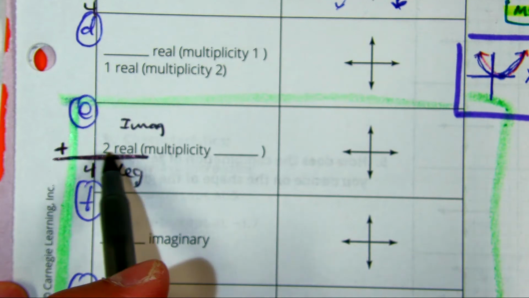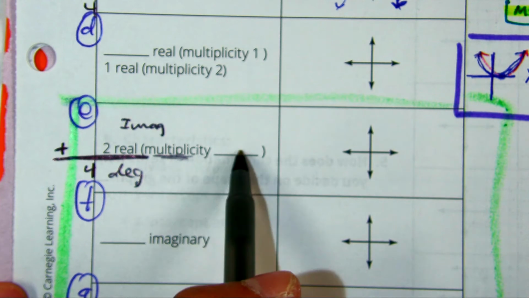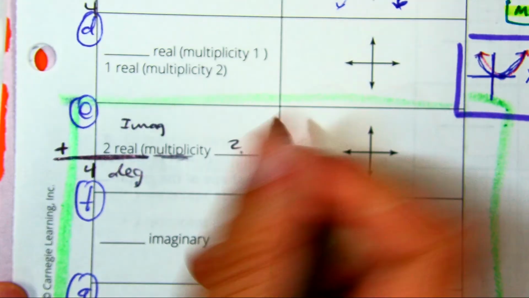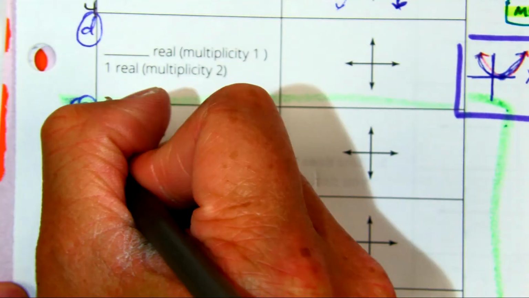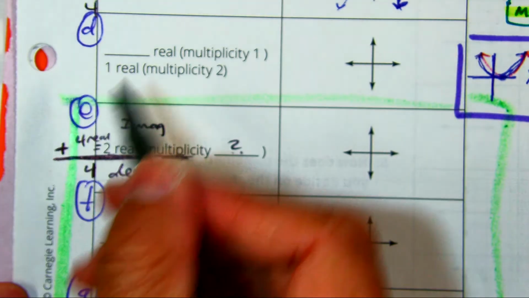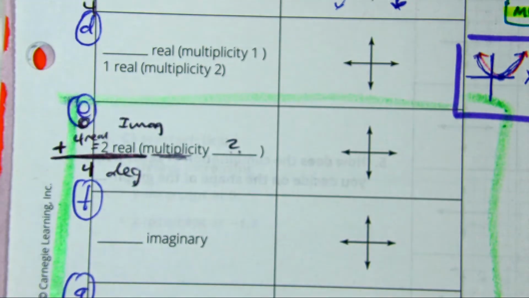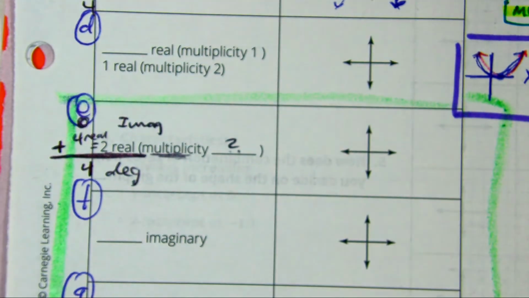So I need 2 reals times, because this word looks like times, what number? 2. 2 times 2 gives me 4 reals. So that's equal to 4 reals. Therefore you have how many imaginaries? 0. 0 plus 4 equals 4. Okay.